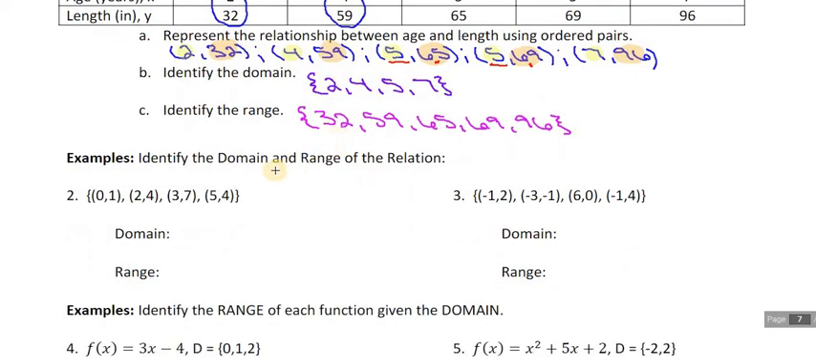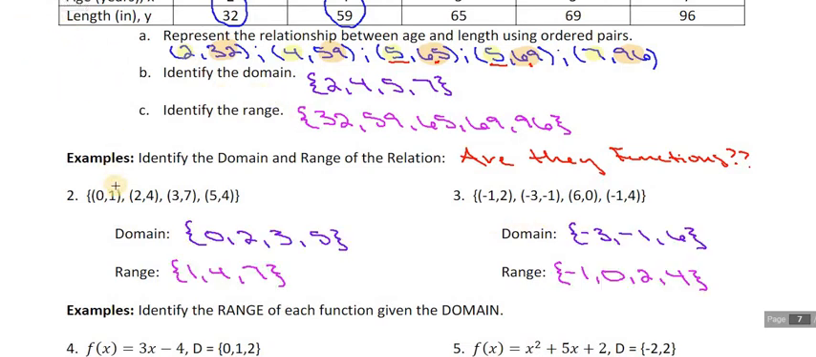Okay, I would like you to do numbers 2 and 3. I want you to identify your domain and range of these relations, and I also want you to answer, are they functions? Does every x have exactly one y? Make sure you list out your domain and range in order from smallest to largest for each of these problems. Do not duplicate any numbers. And answer the question, is each of these relations a function?